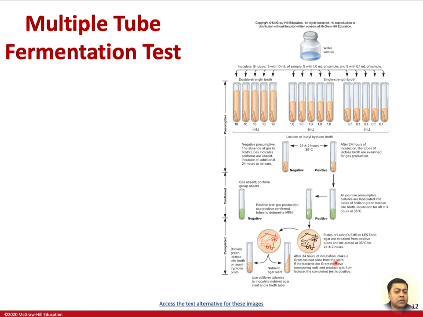In the gram staining, if you find that there is a rod-shaped organism which is non-spore forming, you know that you have a fecal contamination of coliforms in your sample. So this is the multiple tube fermentation test routinely done.